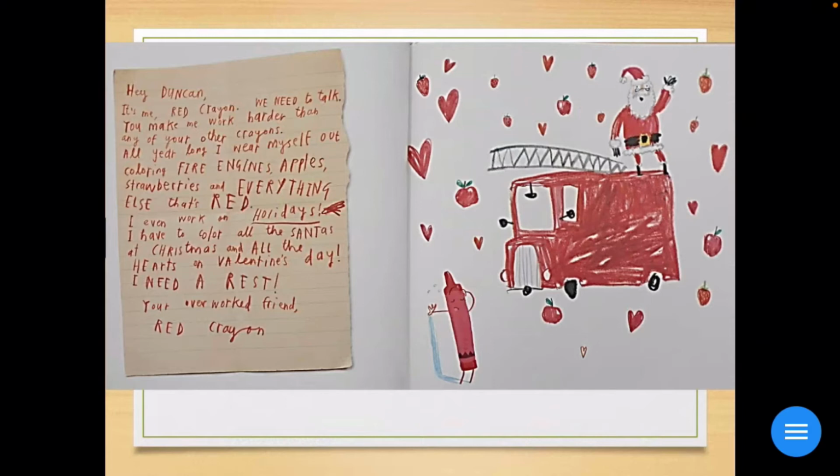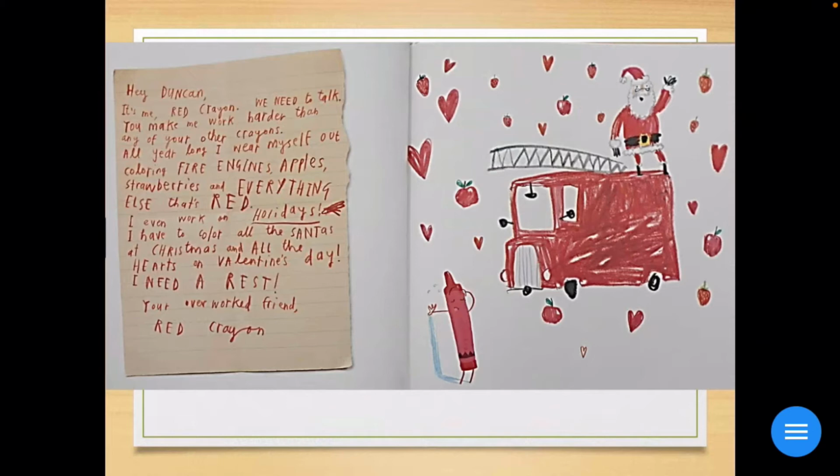So let's look at the picture of the red crayon there. It looks like he's leaning up against the wall. He's wiping sweat off his brow. Even look at how he closed the letter there, your overworked friend. So, boy, I think the mood in this is exhausted, tired, overworked. And then look how the letter goes along with the rest of the picture.